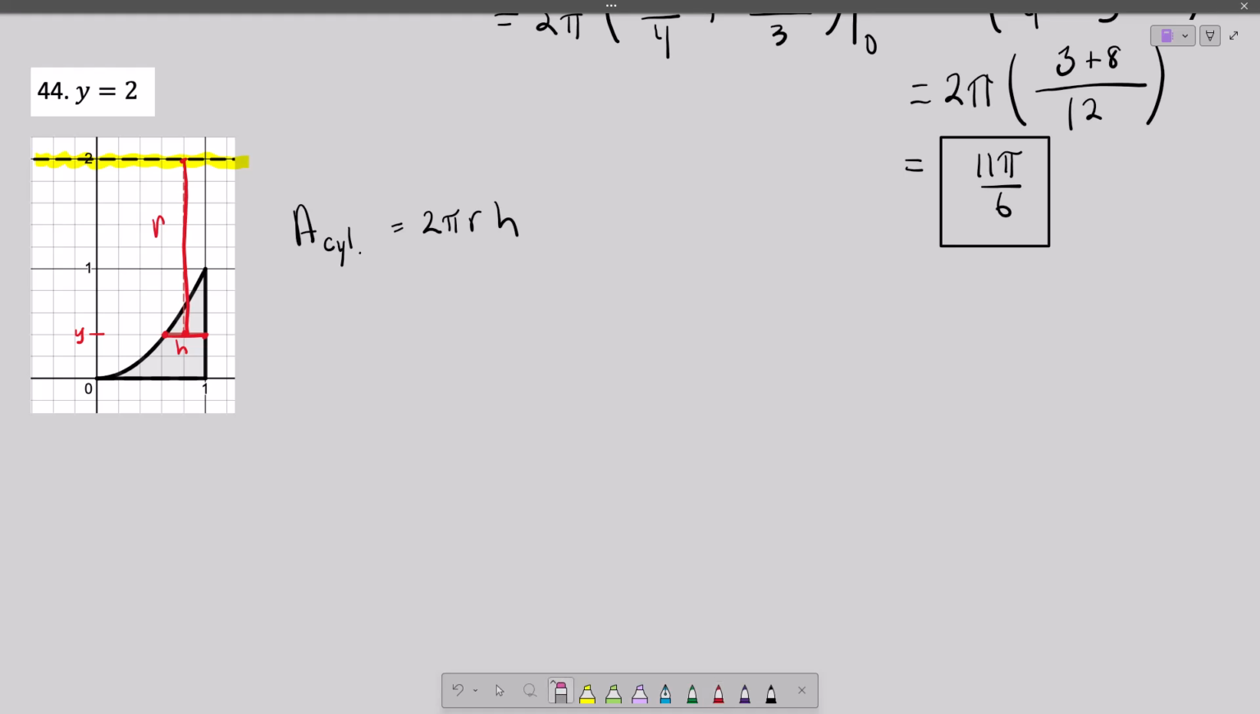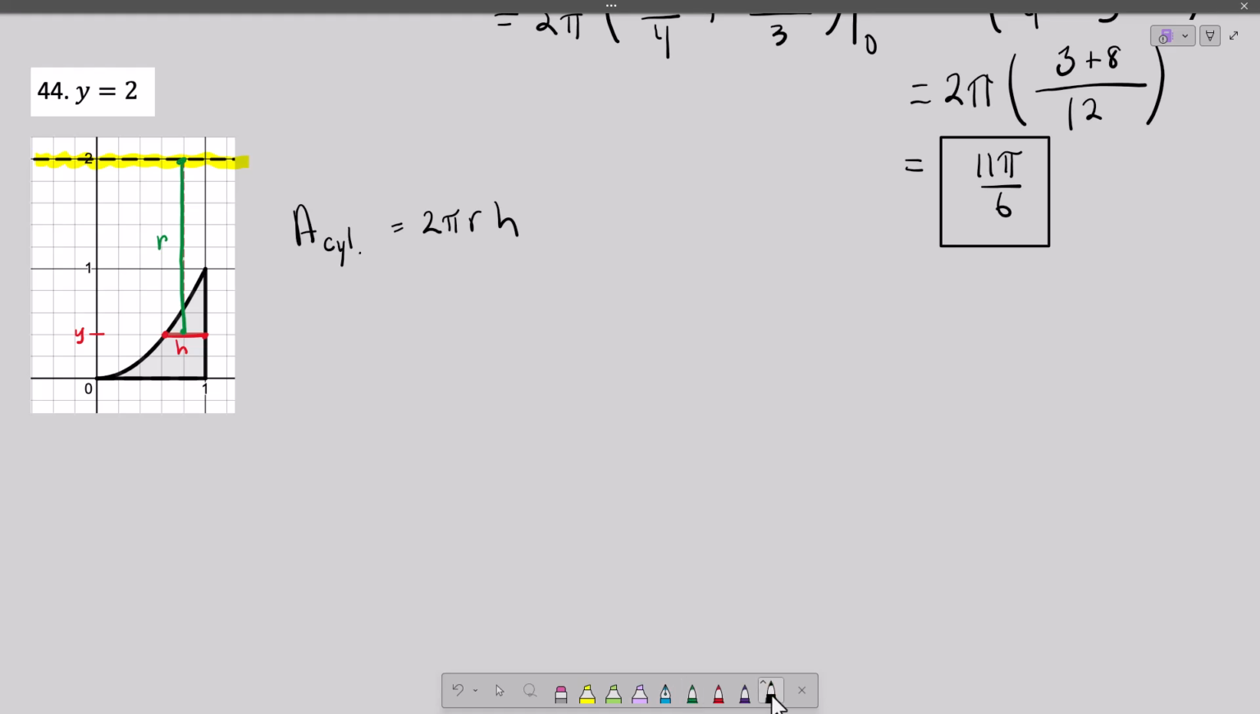Let me change the color of the radius. I want that to be something different than red. Let's go with green. So the radius is going to be the distance between the axis of rotation and the element. The height is that direction. The radius is always the distance between the axis of rotation and your element, and then the height is whatever the length of your element is.